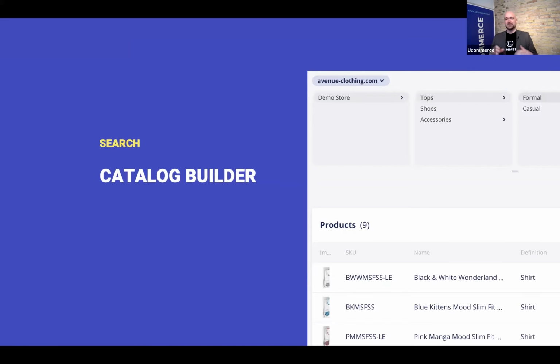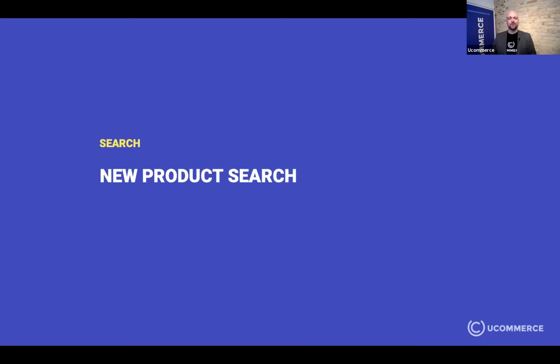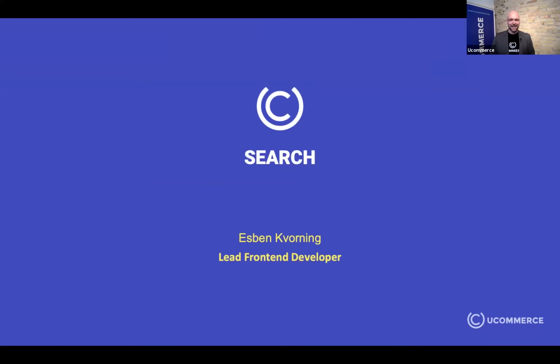But the challenge is that e-commerce can have so many products in there that it can be cumbersome to find and navigate through a catalog structure if you don't quite know where to find the products. So with Ucommerce 9.4, we decided to do something about it. We're introducing a new product search capability in addition to the catalog navigation that's already present, so you can pick and choose from one and the other. And I'd like to invite Esben back to demo the new product search capability so you can see how that works in practice. Over to you, Esben.